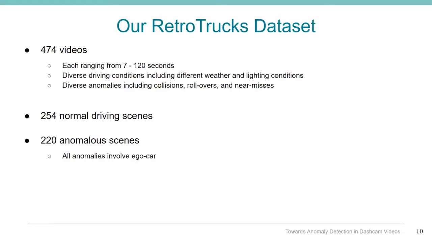Therefore, we propose a large and diverse dashcam video dataset called RetroTrucks. We collect 474 sequences from YouTube videos, where 254 are normal driving scenes and 220 are anomalous. Out of the 220 anomalous sequences, we label 56, which we use as our test set in the experiments.